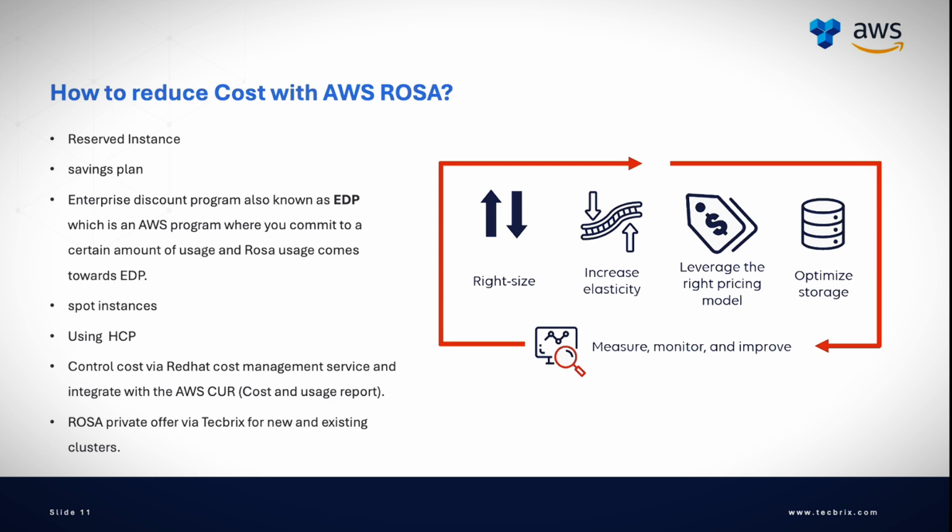Then we have the EDP, which is the Enterprise Discount Program. How will that work? It's an AWS program where you have to commit a certain amount of usage, and then based on that program you can ask for some kind of discounts, along with your partner.